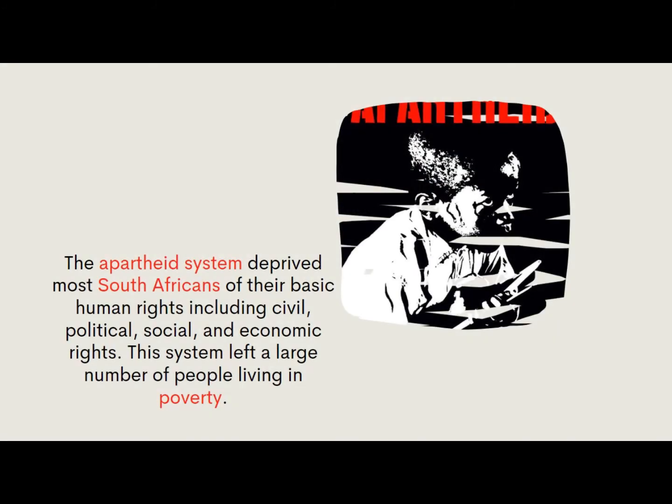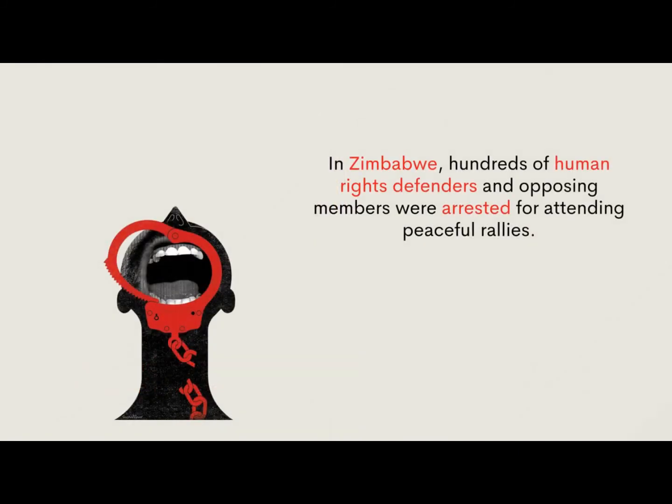Violation of right to equal access to public service. The apartheid system deprived most South Africans of their basic human rights, including their civil, political, social, and economic rights. This system left a large number of people living in poverty. Violation of right to participate in government. In Zimbabwe, hundreds of human rights defenders and opposing members were arrested for attending peaceful rallies.